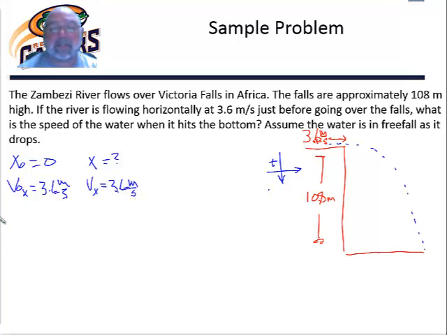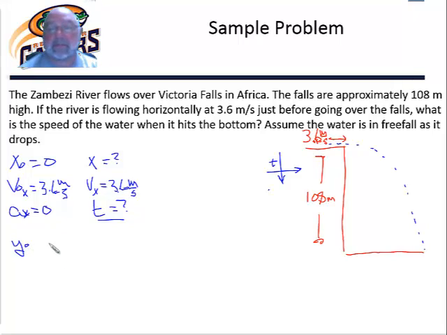And if there's no change in velocity, that would mean that the x component of the acceleration is equal to 0, and the time is something that we're looking for. We don't have enough information in this set of information to solve for the time. So we're going to have to look to the y direction and see if we have enough information there.